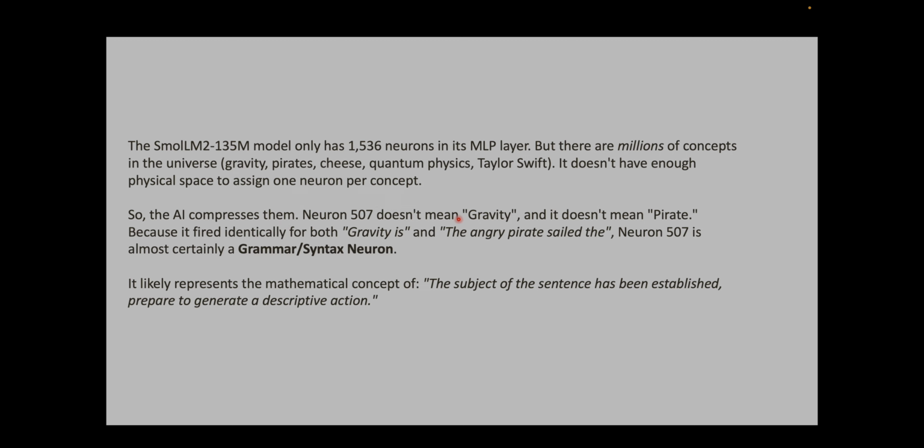Neuron 507 doesn't mean gravity and it doesn't mean pirate, because it fired identically for both. For the gravity sentence, that is also the loudest neuron. And then for the sentence "angry parrot sailed", neuron 507 is also the loudest for both concepts. So that's why it is almost certainly a grammar or syntax neuron. That's the assumption, or the prediction, basically. So it likely represents the concept: the subject of the sentence has been established, prepare to generate a descriptive action.